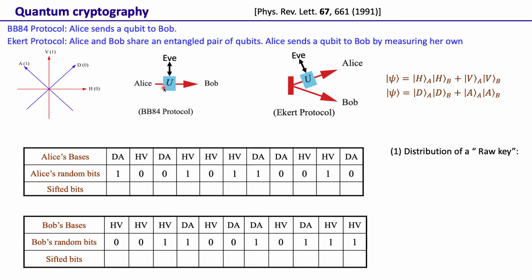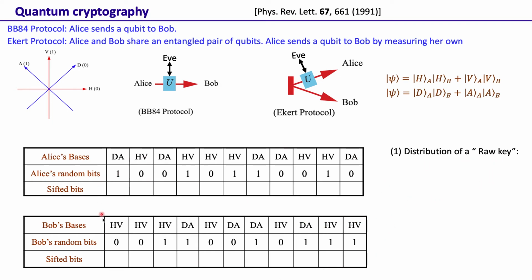In the BB84 protocol she just sends it. In the Eckert protocol she makes a measurement, and the time of measurement decides her choice of random basis. Now when Bob receives the photon, Bob also makes a random choice of basis, because Bob has no idea which basis Alice has prepared the photon in. So Bob will also choose his bases randomly. Let's say these are the bases chosen by Bob, and these are the bits that Bob obtained. So this is called the distribution of a raw key.